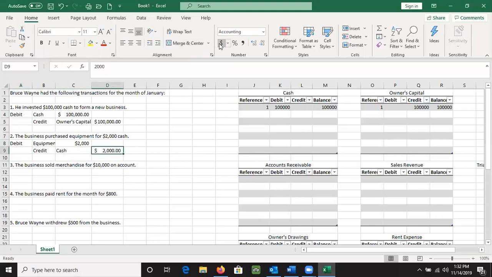All right. Before going to the next entry, let's update the ledger. Cash, reference number, second journal entry. So reference number 2, we credited it for 2,000. If it had a debit balance of 100,000, we just reduced it by 2,000. Its new balance is 98,000. All right, I'll put those in dollars.